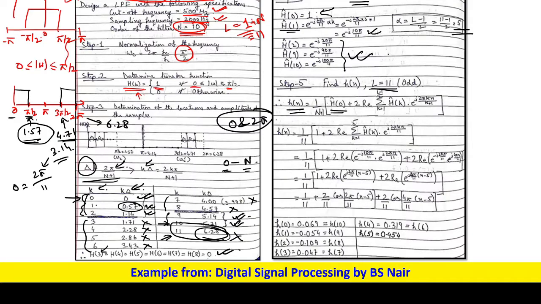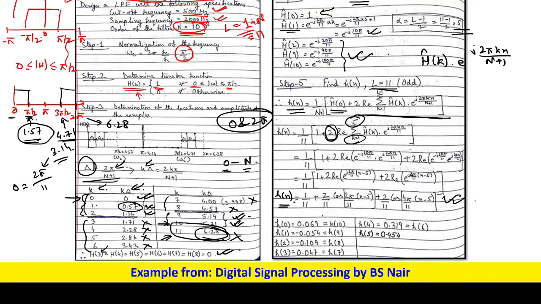Again I am writing h of k multiplied by e to the power j 2 pi k n divided by n plus 1. So you just start putting the values of k equal to 1 to 5, because here we are having L minus 1 by 2, that means 11 minus 1 by 2, that means 5, because we are having these two components multiplied by 2. So we will be putting all these values, and we get this equation, which is basically now the Hn.